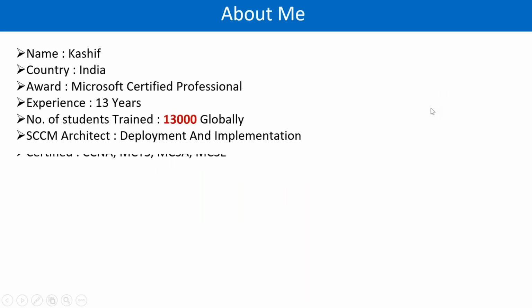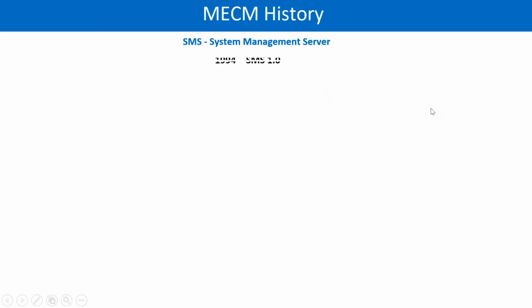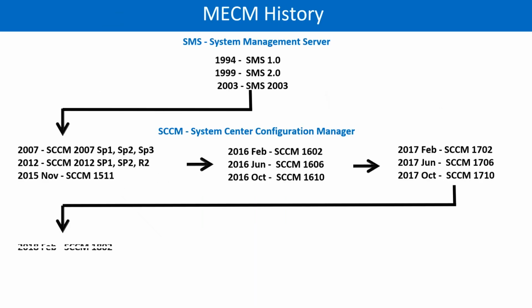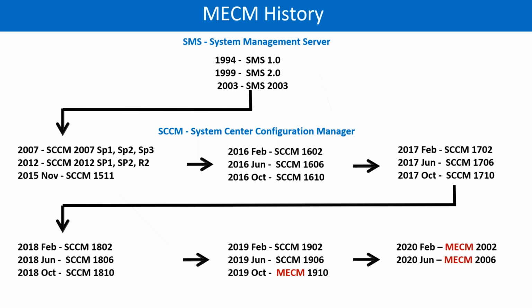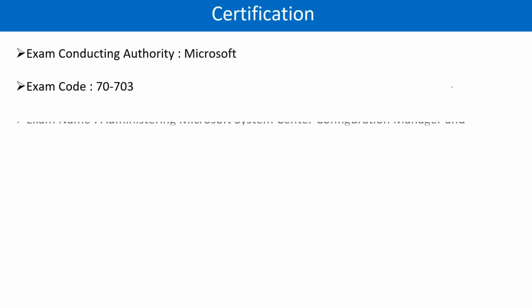Okay guys, let's get started. So in the last session, we discussed about sites, right? We discussed about the historical details of SCCM. So the name of this product was SMS, then SCCM, then MECM, and it was released in 1994, and latest and greatest version of SCCM is MECM 2010. Okay, that we have already discussed about it. This is the historical details.